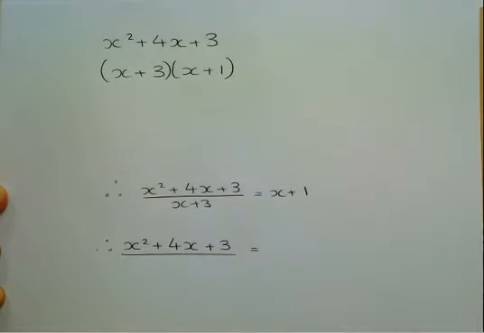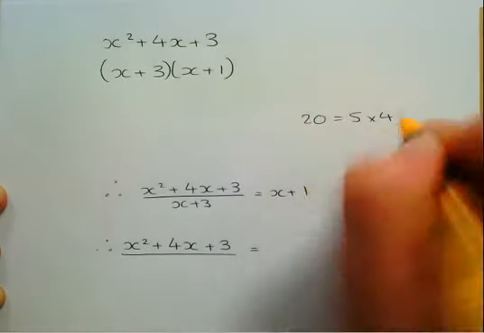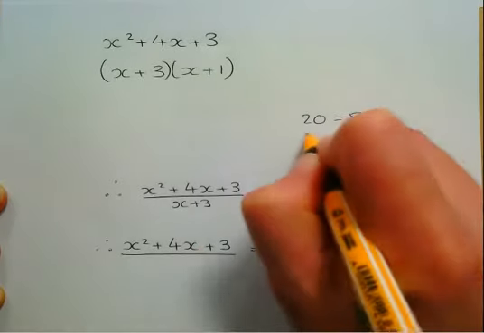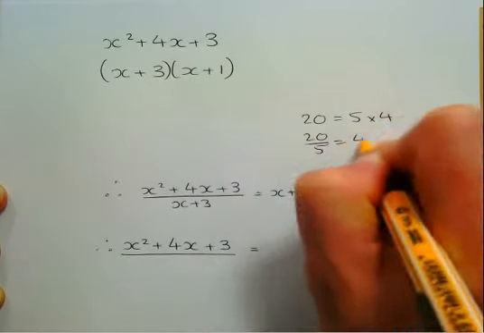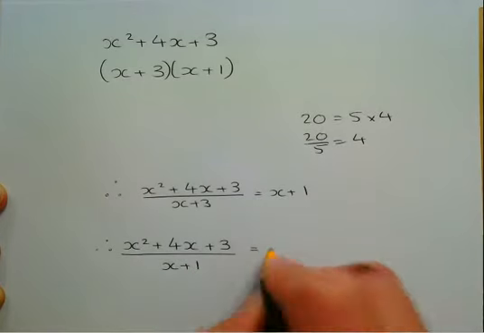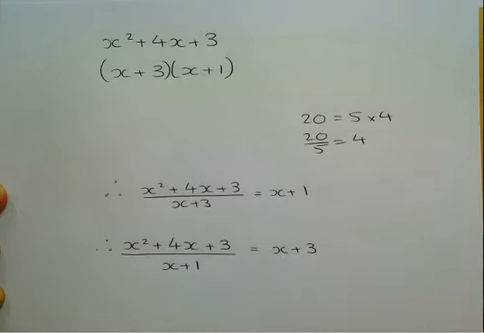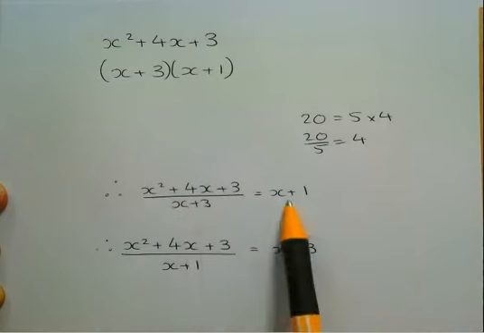And that really is no different to saying things like this. 20 is 5 times 4, and 20 divided by 5 is 4, etc. So, in the same way, if I put x plus 1 as our denominator, we know that this is going to equal x plus 3. So our task today is to learn how we can divide an expression by another expression and get an answer.